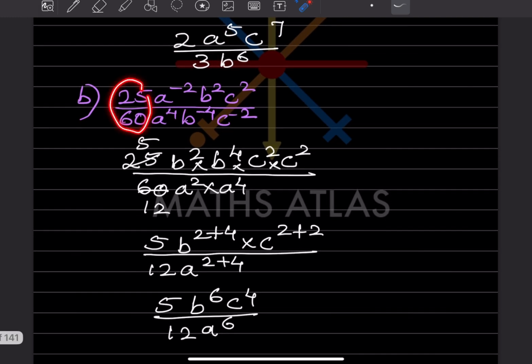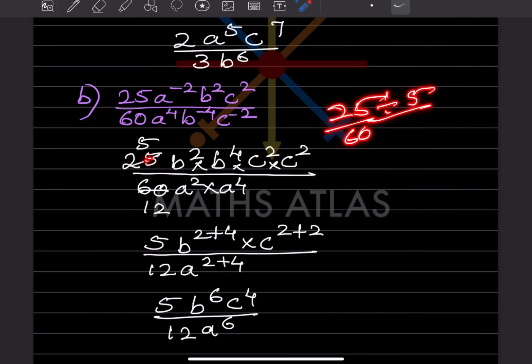Again this we will keep at the side first. Now let us make all this positive. A raised to minus 2 goes in the denominator. B raised to 2 is already positive. This goes in the numerator, so this becomes positive here. This is already positive. This goes in the numerator. So be careful. Don't miss out any number. And now we will take for 5, 25 by 60. So that goes with 5. So that is going to be 5 by 12.